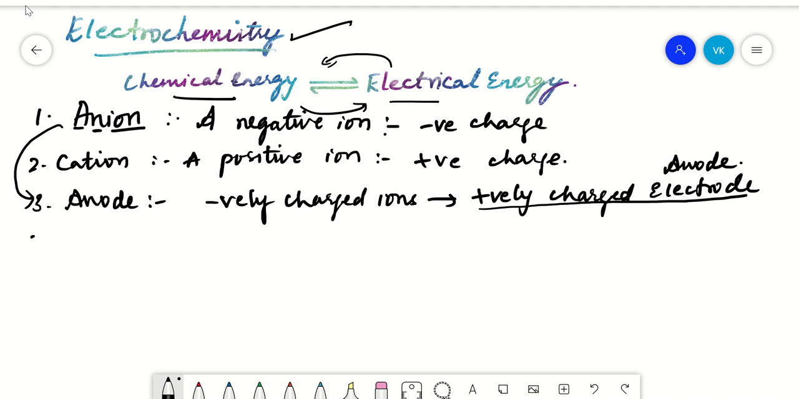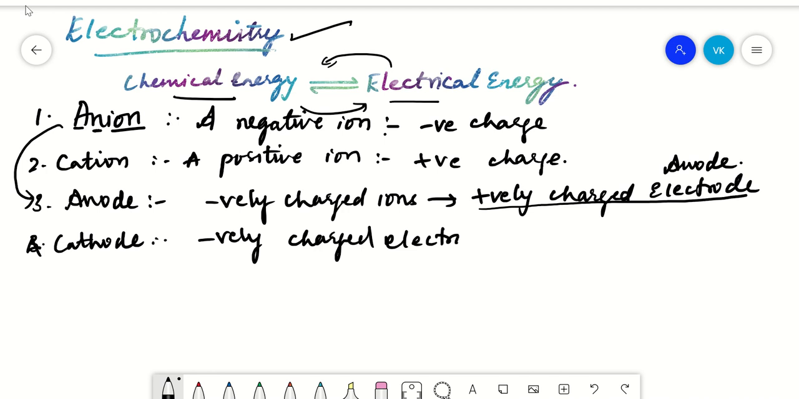Then what do you mean by cathode? Cathode is the other electrode, which is not positive. So this is your negatively charged electrode. Which ions will move towards this cathode? Positively charged cations will move towards your cathode, right?